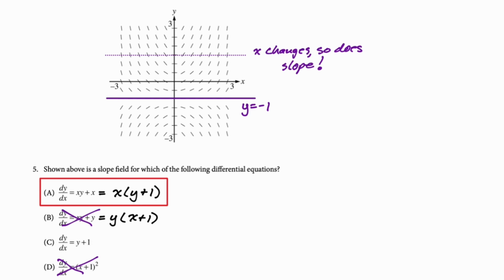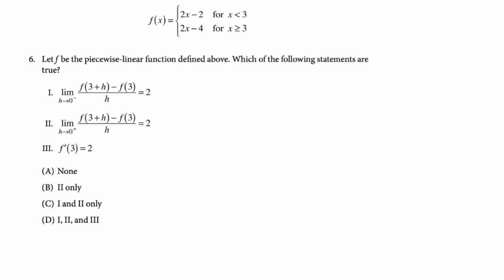Highly recommended. Number 6, let f be the piecewise linear function defined above. Which of the following statements are true? So it's piecewise linear. I think the easiest thing to do here is just graph it. I mean, it's not a hard graph to make. So got some axes. We know that 3 is important.